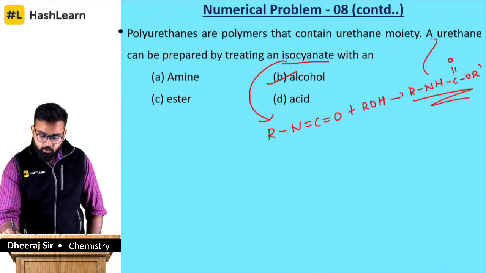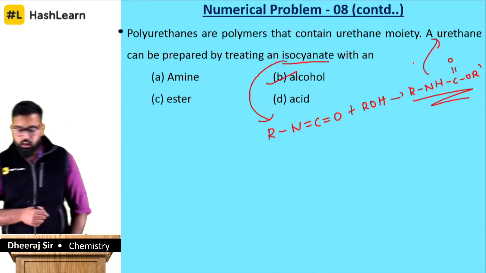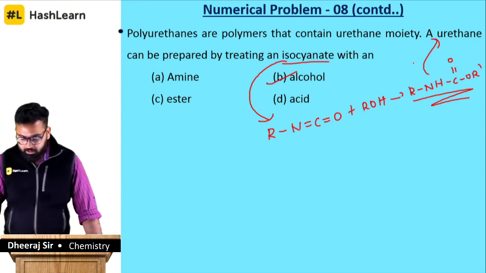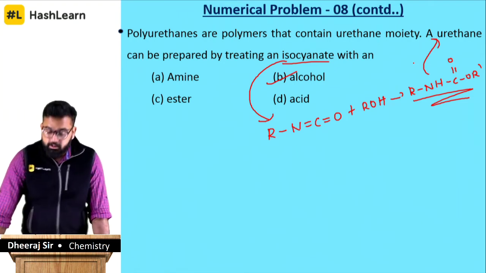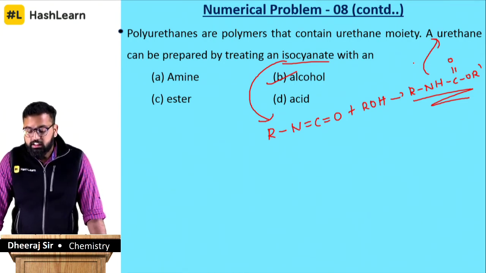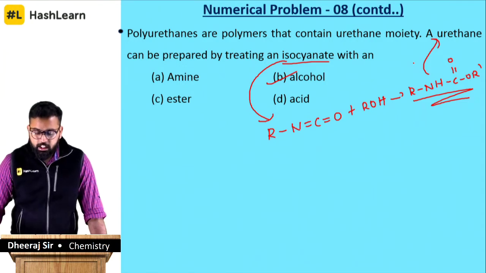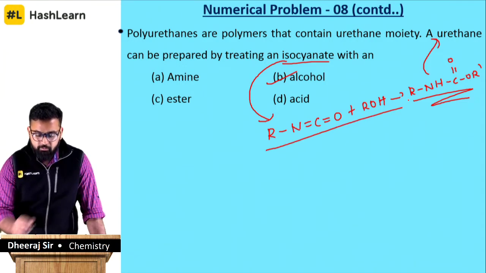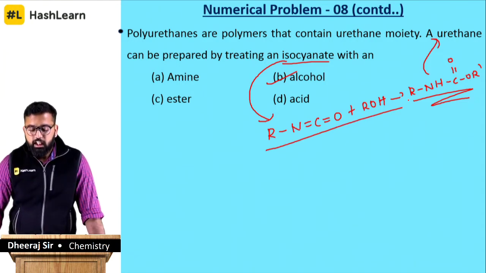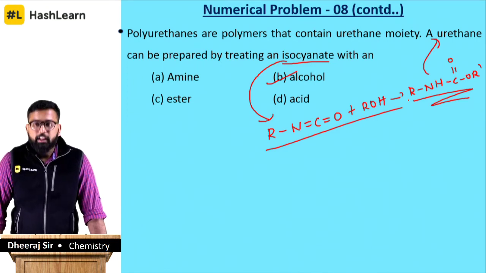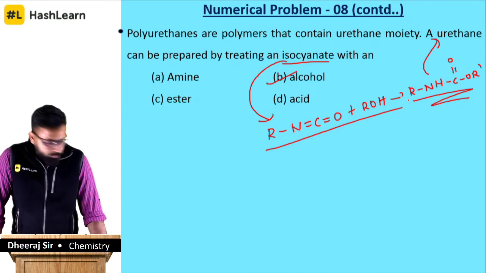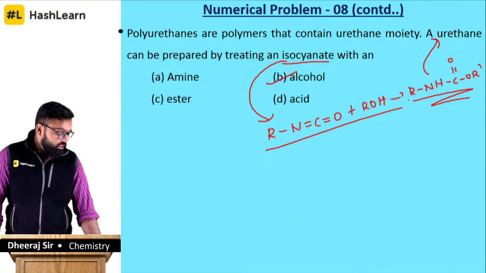This is urethane. Urethane is not an amide, but it is related to amide. An amide is RC double bond O NH, but in this case it is RNH C double bond O OR. This is urethane, and urethane is formed from isocyanate as well as an alcohol moiety. So that's the answer for you, option B. Hope you guys register this.